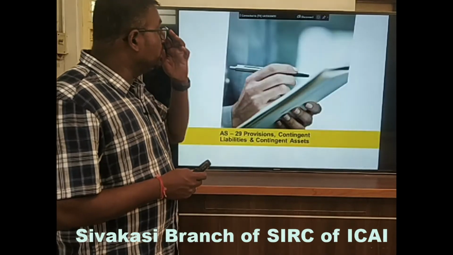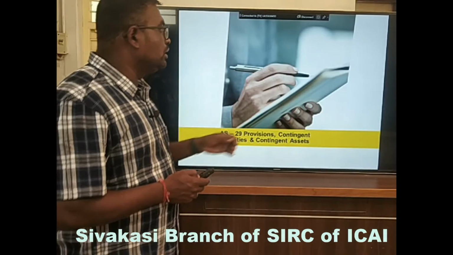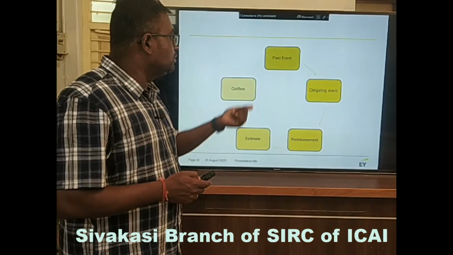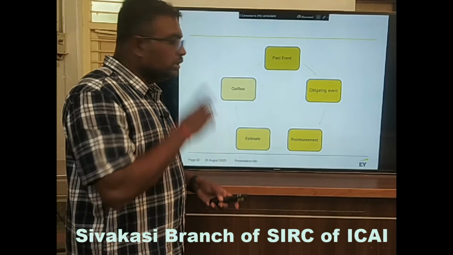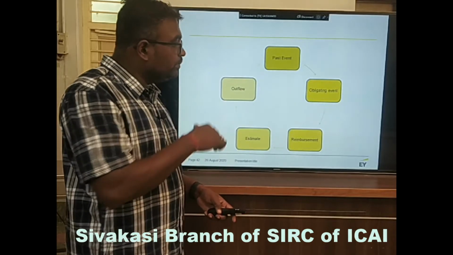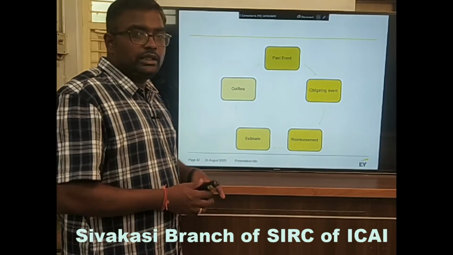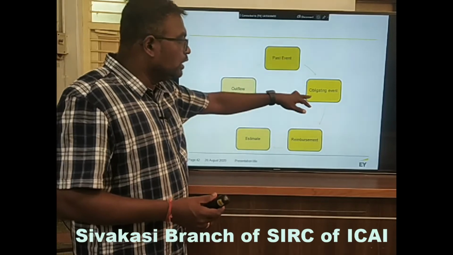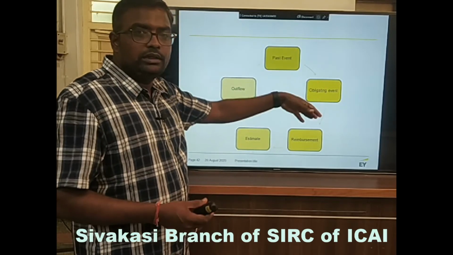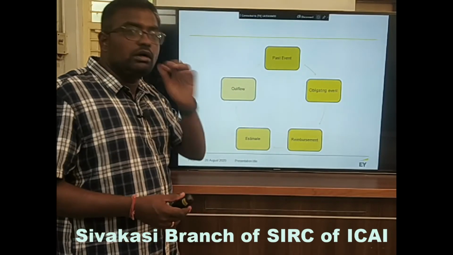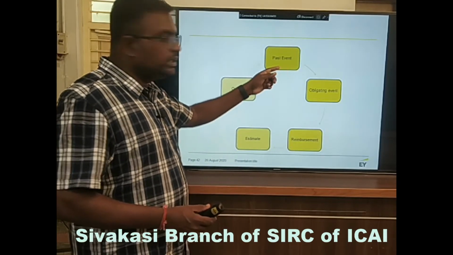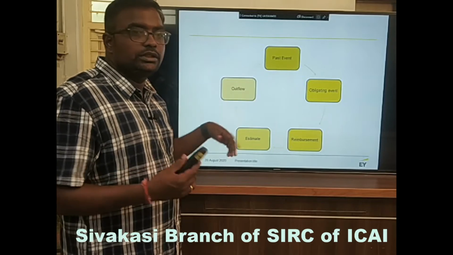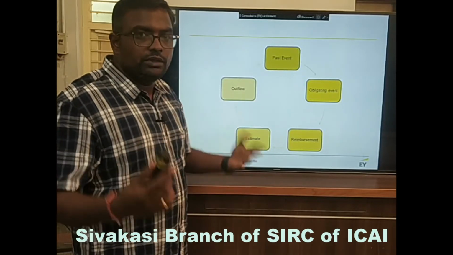So this standard deals with some of the definitions, like past event. The past event is nothing but the event which happened in the past. The obligating event is coming from a past event. The obligating event means something happened, and because of this your obligation got confirmed because of some past event. Like, say, the past event in my example is a litigation. You got a GST notice.